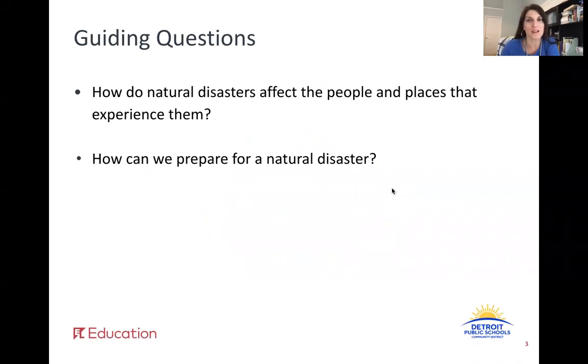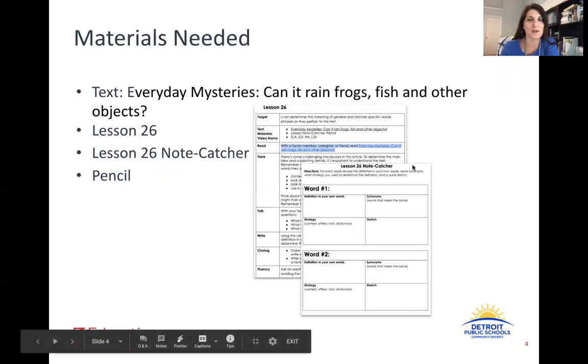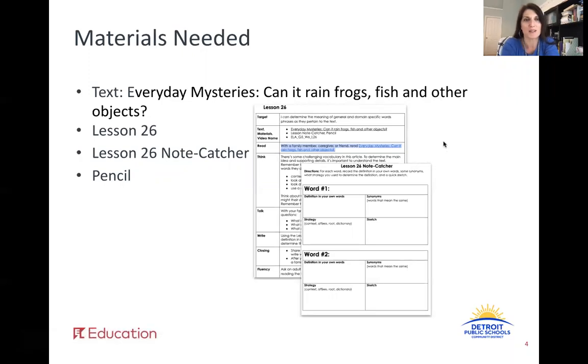So here are our guiding questions. How do natural disasters affect the people and places that experience them, and how can we prepare for natural disaster? All right, so the materials you will need are our text, Everyday Mysteries, Can It Rain Frogs, Fish, and Other Objects? You will need lesson 26, just like shown here, and the lesson 26 note catcher, a sharpened pencil, and an awesome attitude to do some amazing work. So go ahead and press pause and come on back when you're ready.